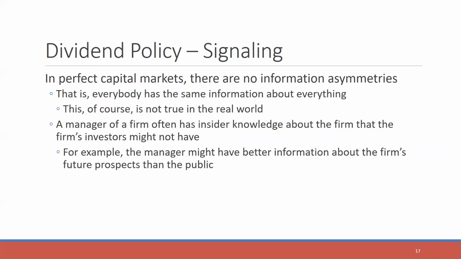Signaling. In a perfect capital market, there are no information asymmetries. That means I know everything the managers know, and the managers know everything that I know. Obviously, that is not how the real world works. A manager of a firm will always have better knowledge about the firm than investors because the manager works there and is able to gather this information that's easy to observe, but might be really difficult to verify. We might not be able to go in and prove everything that the manager knows. For example, the manager might have better information about the firm's future prospects than the public. And that's something that might be really difficult to communicate to the public, the degree to which the manager knows.